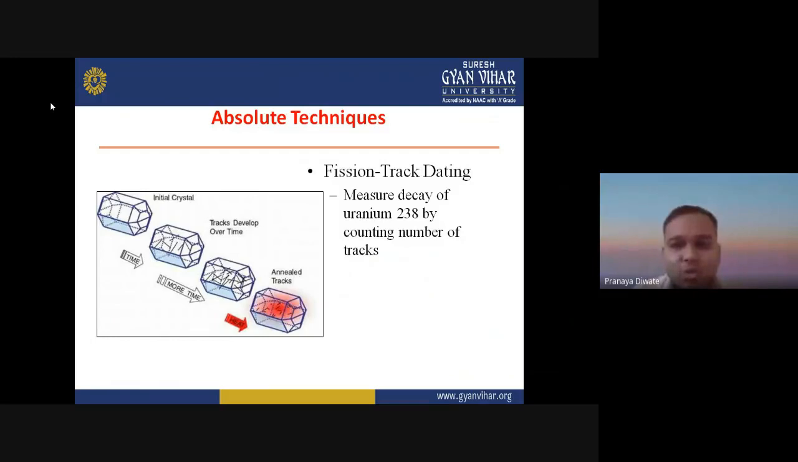Then you have an absolute technique. So what is the absolute technique all about? The absolute technique is fission track dating, which measures the decay of uranium 238 by counting the number of tracks.